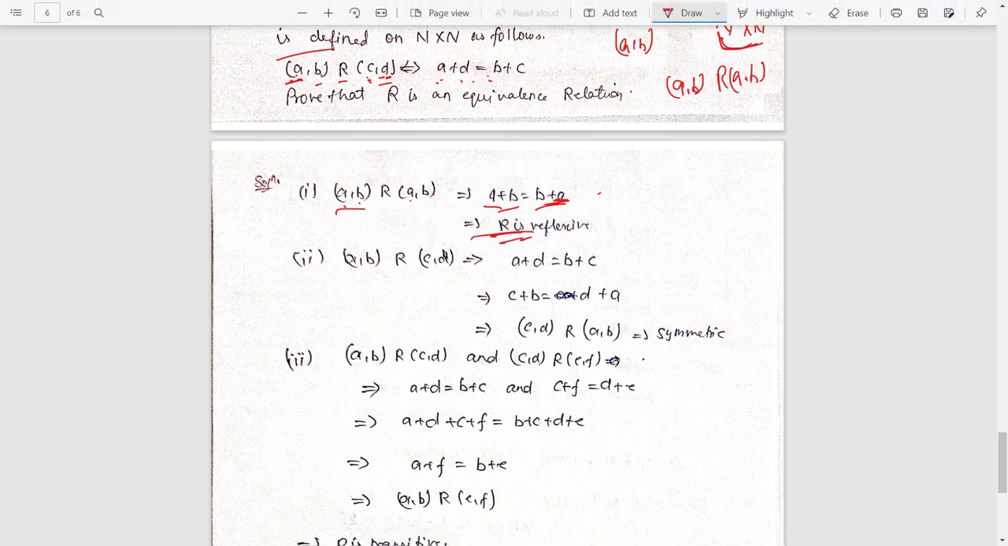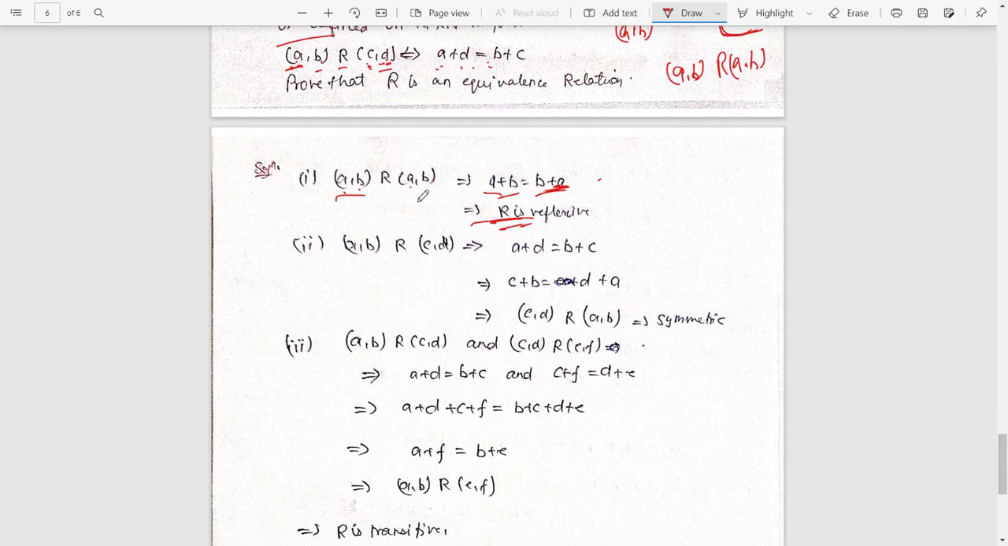Okay, now we have to prove symmetric. What do we mean by symmetric? If (a, b) R (c, d) is given, then you have to prove that (c, d) is also related to (a, b). How to do that? Let's say (a, b) R (c, d). What does this mean? It means that a plus d is equal to b plus c. And how do we know that?